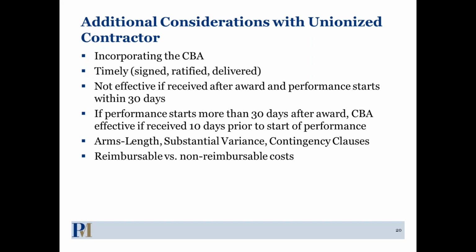You also want to remember that you can't have contingency clauses. For example, you can't have a clause that says this CBA's rates only become effective if the contracting officer accepts them as incorporated in the contract. That's not okay. You also can't have clauses that say that if the wage determination, for example, outside of the CBA increases, then the CBA wages increase. Pretty much anything that says "if" in the wage and fringe benefits clauses, that's a contingency clause. You can't have that.